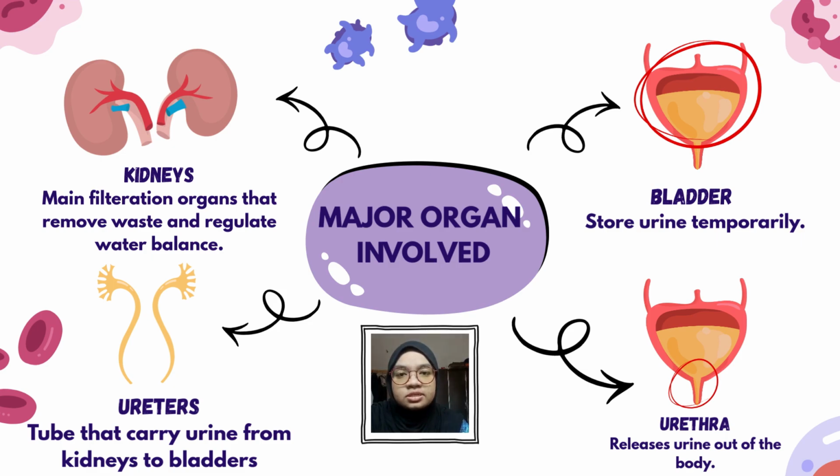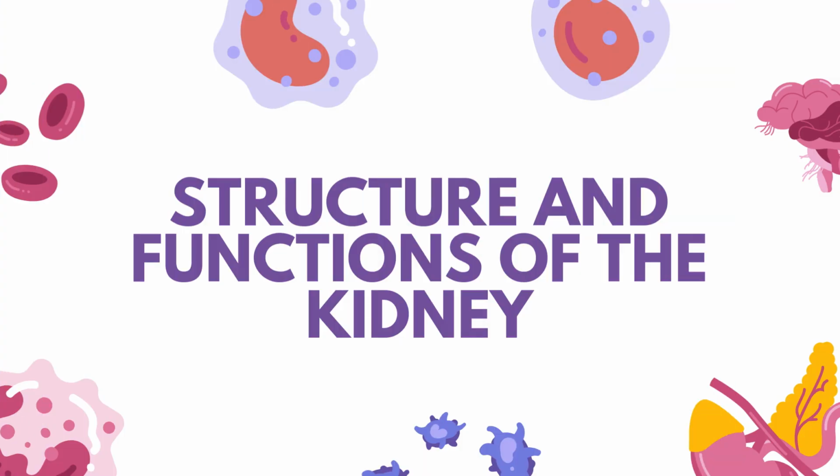At the center of this system are the kidneys, two powerful bean-shaped organs that act like natural filters. They work together with the ureters, bladder, and urethra to collect, store, and eliminate urine. Each organ plays a specific role. The kidneys filter and purify the blood, the ureters transport urine, the bladder stores it, and the urethra releases it from the body.